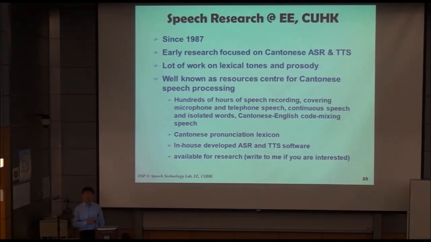Our early work focused on Cantonese ASR, speech recognition, and TTS. We are particularly experienced in terms of lexical tones and prosody. The lab is well known to be a resource center for Cantonese speech processing. So you will be able to find a lot of data resources, technology resources, and literature resources. If you would like to know more about Cantonese signal processing, you can come to us.